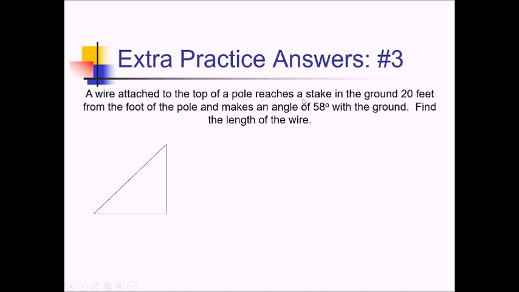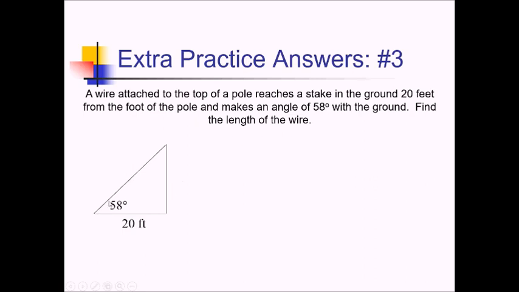We said that the pole reaches a stake in the ground that's 20 feet from the foot of the pole. So this is 20 feet between the stake and the pole, so we'll put a 20 down there, 20 feet. And they said that the angle is 58 degrees between the ground and the wire. So that's the angle of elevation between the horizontal and the hypotenuse, 58. And then finally, they want the length of the wire.